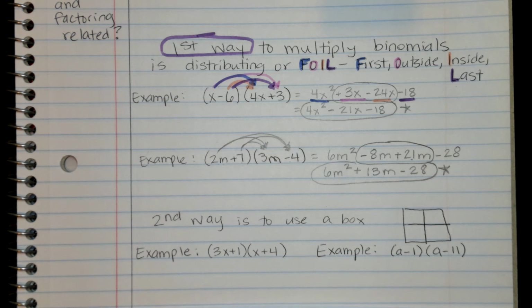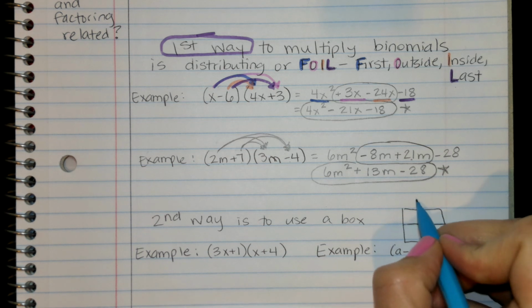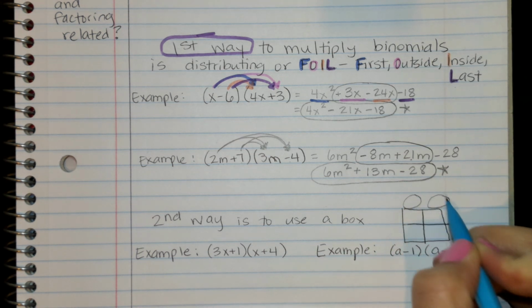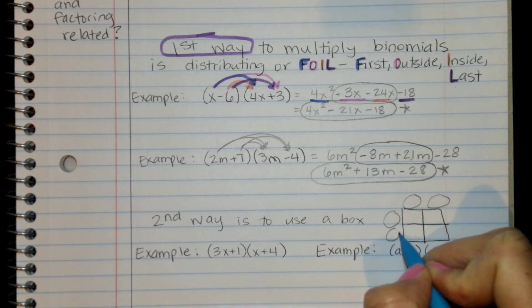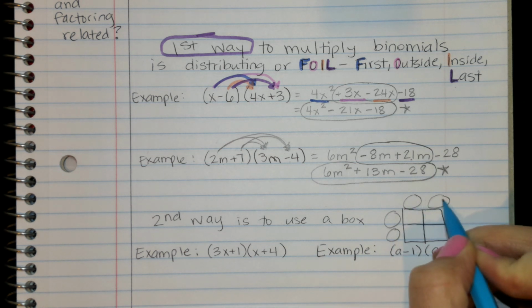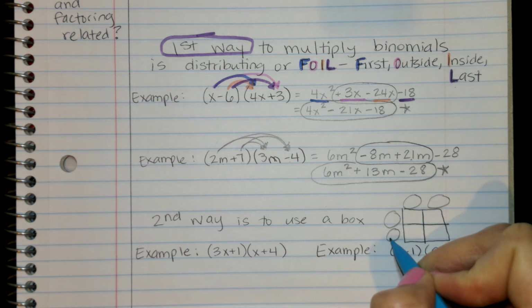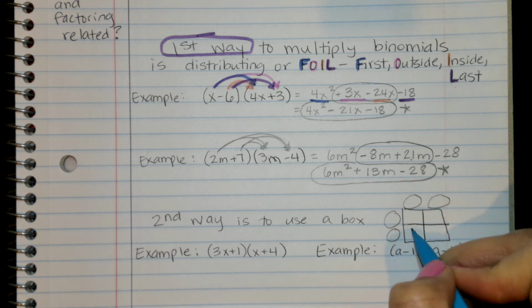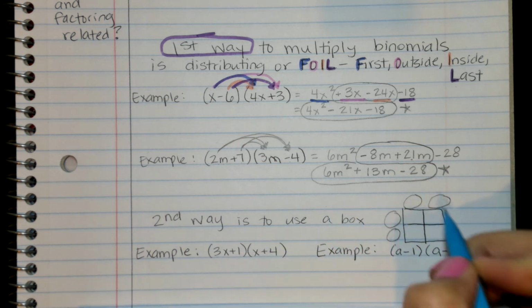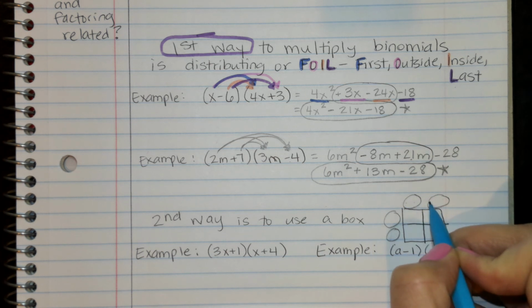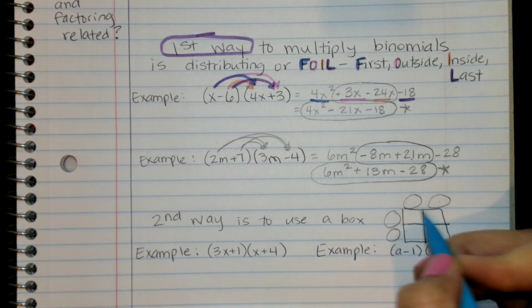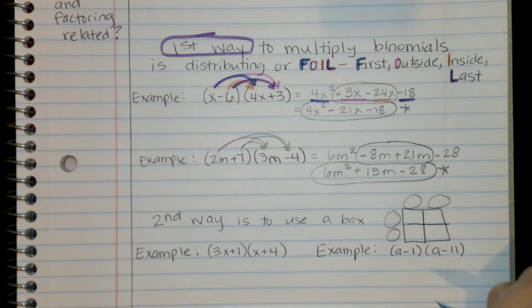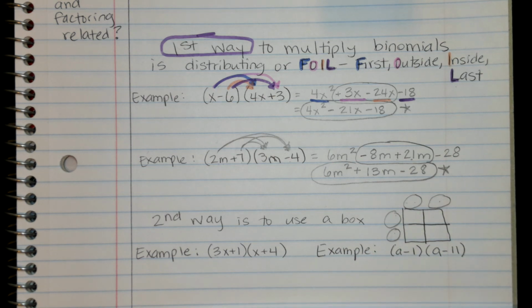So since we're multiplying two terms times two terms, basically, you're going to put one term here, and then one here, and one here. So you're going to pick one binomial and write it on the top and one on the side. It doesn't matter which one goes where, but you do want to write them in the correct order. So like 3x plus 1, I might do that on the top, 3x, and then plus 1. And then x plus 4, start at the top, x plus 4. So I'll go ahead and set that up for you guys.